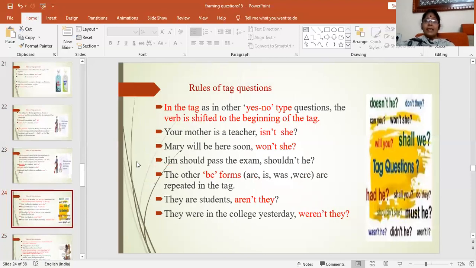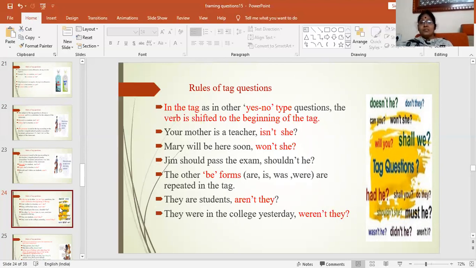Now, in the tag, as in other yes-no type questions, the verb is shifted to the beginning of the tag. Look at this. Your mother is a teacher, isn't she? Our verb comes first, which is followed by a pronoun. Mary will be here soon, won't she? The verb "won't" comes first, then it is followed by "she". Jim should pass the exam, shouldn't he? Right?